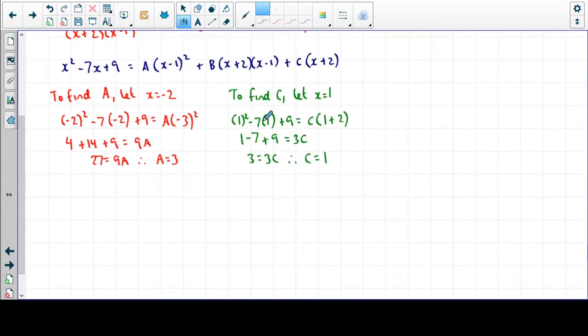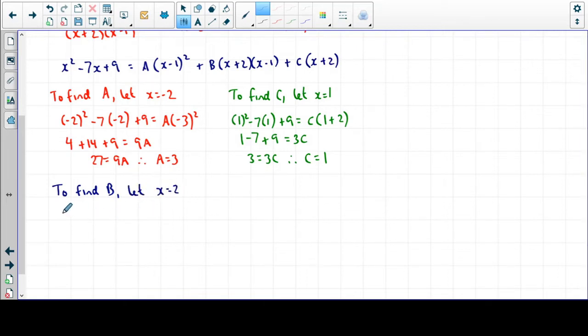Now I need to find B, and we've got the issue that there isn't a value I can pick for x where A and C, or the brackets joined onto A and C rather, will disappear. However, we've already worked out what A and C are, so because of that we can actually use any value for x to let us find B. Although we could use any value, practically you want to use a fairly small number that's easy to work with, so I'm going to find it by letting x equal 2.